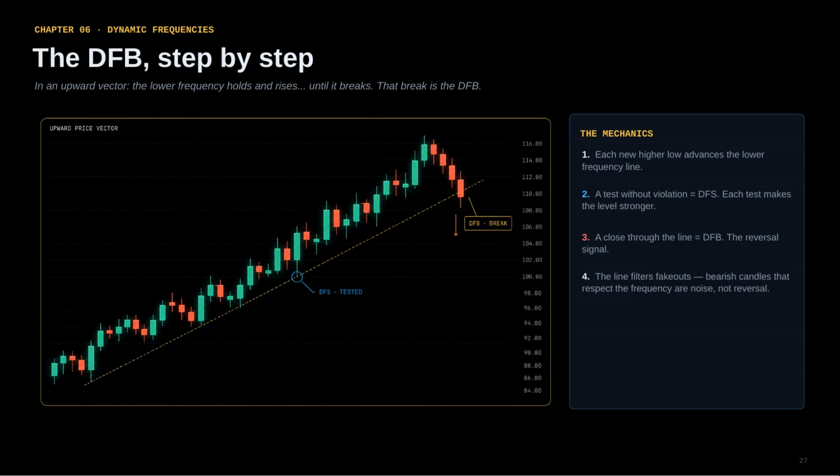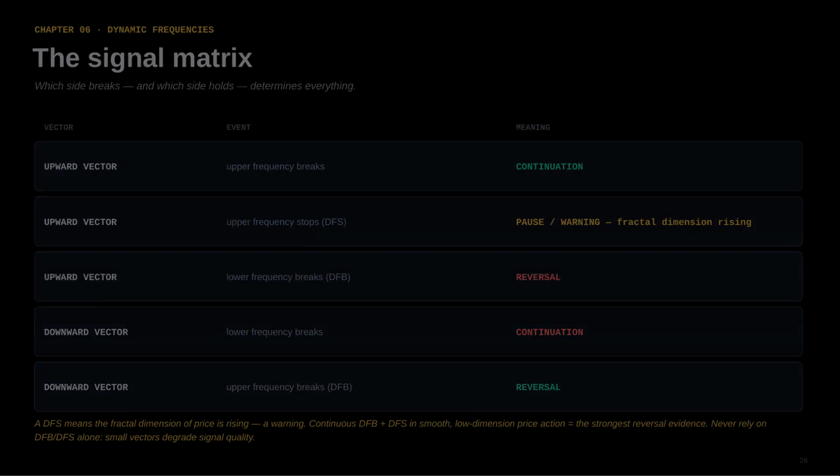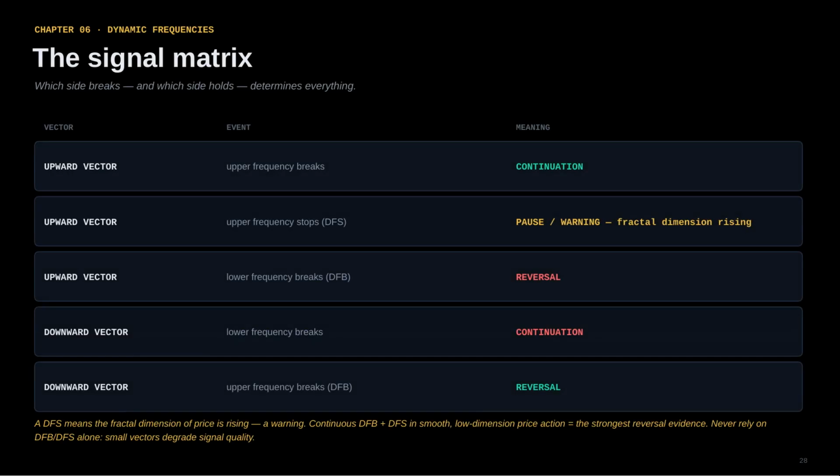The lower frequency carries continuation, the upper frequency carries reversal. Compress it to a matrix. In an upward vector, a break of the upper frequency is continuation. A stop at the upper frequency is a pause. And a warning, because a DFS means the fractal dimension of price is rising, and a break of the lower frequency is the reversal. In a downward vector, mirror it. Lower frequency breaks continue the move, an upper frequency break reverses it.